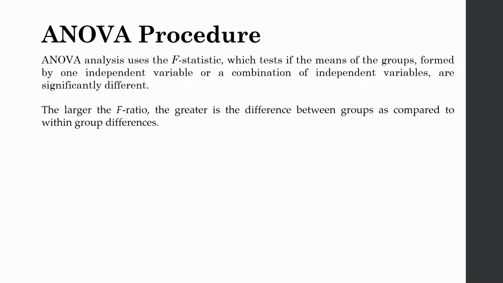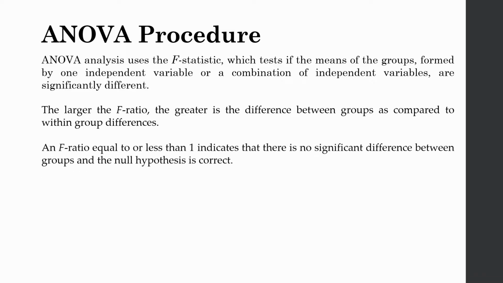The larger the F ratio, the greater is the difference between groups as compared to within-group differences. So the between-group differences would be higher if the F statistic is higher. An F ratio equal to or less than 1 indicates that there are no significant differences between groups and the null hypothesis is correct. This is the criterion that you use to assess whether or not there are significant differences in a particular variable across different groups.